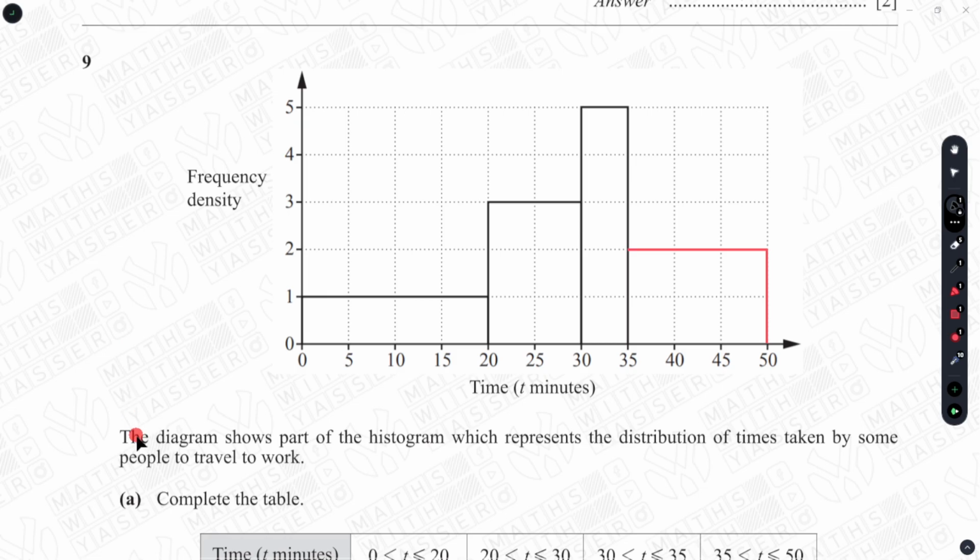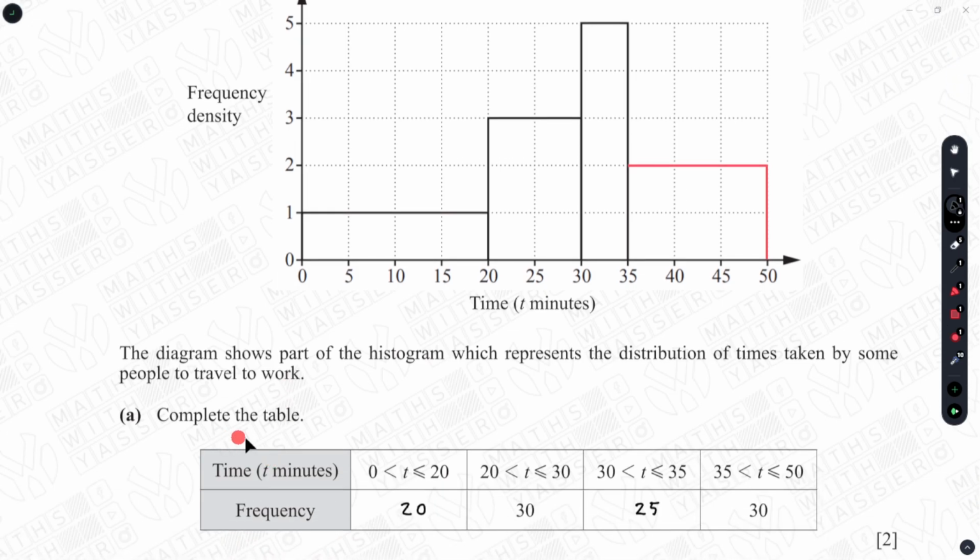Question number 9. The diagram shows part of the histogram which represents the distribution of times taken by some people to travel to work. Complete the table. So these two values were not provided, so we had to find the frequency. And we know that in a frequency density histogram, the area of the bars represents the frequency. So if we look at the class width of 0 to 20, that represents this bar. So the area for this bar will be 20 times 1, which is 20.